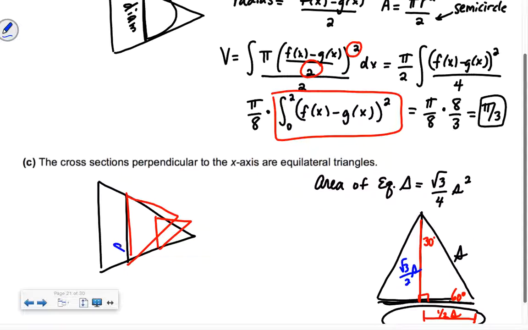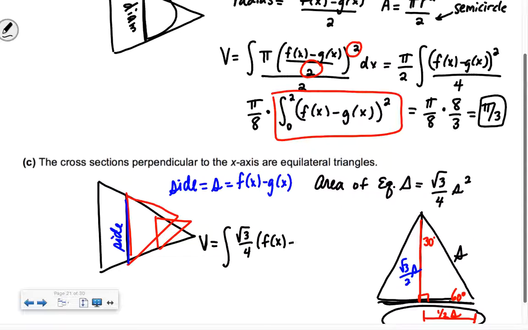And S is the same thing as before, our side, right? So our side is S, which was the top minus the bottom, right? F of x minus g of x. So when we set up our formula, our volume is equal to the area integrated. Well, our area is square root of 3 over 4 times f of x minus g of x squared, going from 0 to 2.